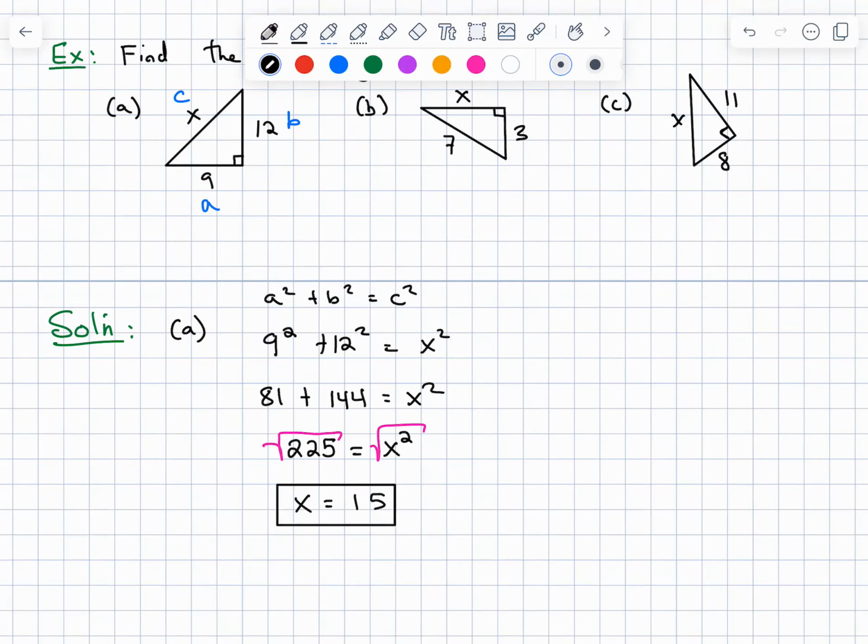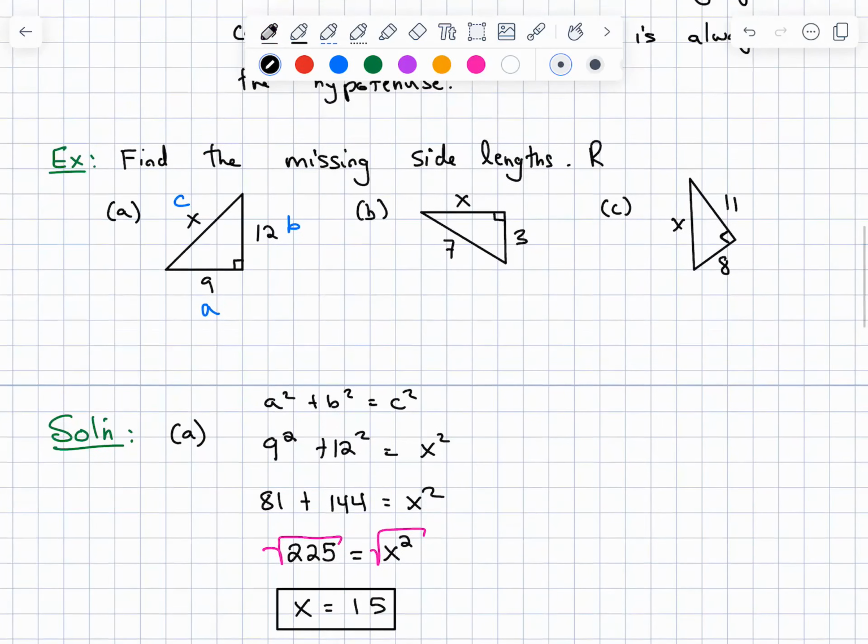I guess technically speaking, it's 15 equals X, but that's the same thing. And that's part B, or part A. And I didn't specify here, but round to 2 decimal places. Round to the nearest hundredth. 2 decimal places. So part B.